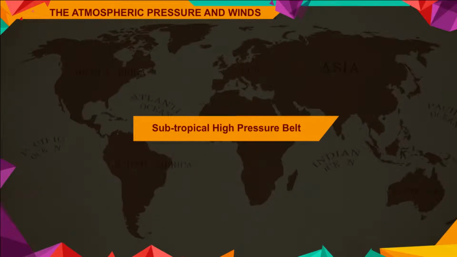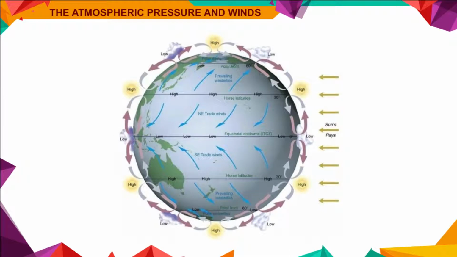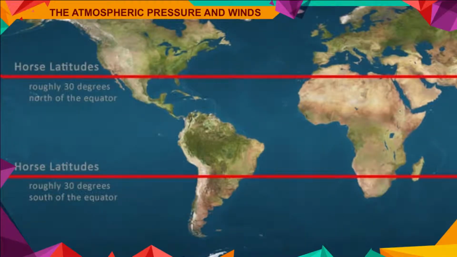Subtropical high pressure belt. This belt extends between 30° and 35° latitudes in both the hemispheres. Here, the winds are comparatively dry and calm. This is a zone of descending winds. The descending air starts to pile up and collects near the tropics, creating a high pressure belt. This belt is also called the horse latitude.